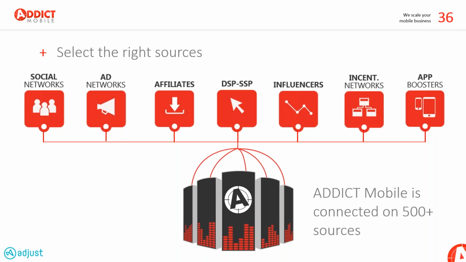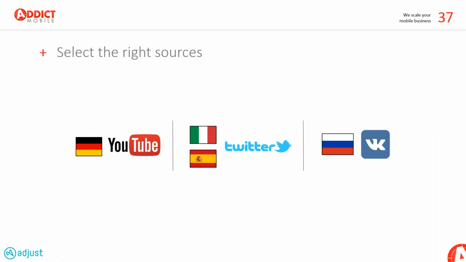One key point to understand is that your user acquisition sources can depend on the countries where you buy installs. For example, in Germany, YouTube is more popular on average than in other territories. Same for Italy or Spain, where Twitter is very popular, whereas in France, it's not that popular. In Russia, Facebook doesn't exist, or it's very small, so you should focus on VK. So you can also adapt your strategy per country and buy different traffic sources.